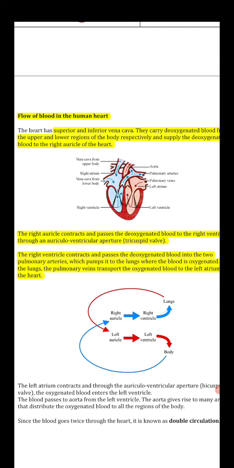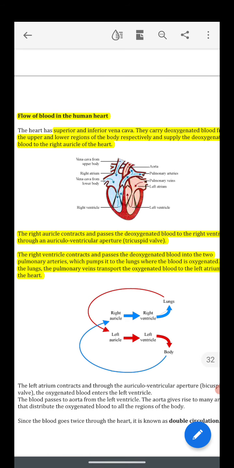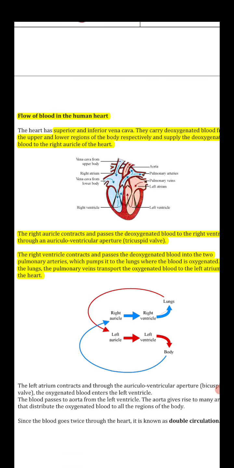When we studied the respiratory system, we came to know how blood is oxygenated in the lungs. So the pulmonary artery carries the deoxygenated blood into the lungs where the blood is oxygenated. Then the pulmonary veins transport the oxygenated blood to the left atrium of the heart. So this is the basic overview of the lungs.